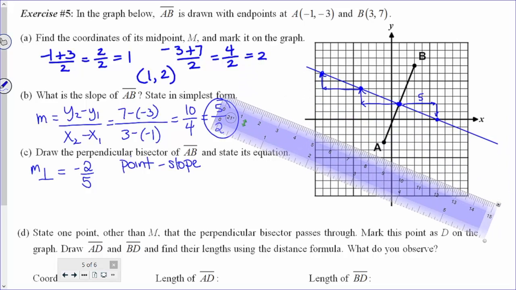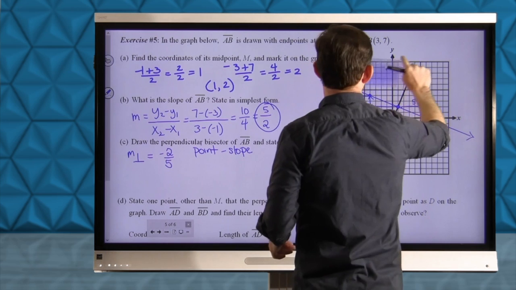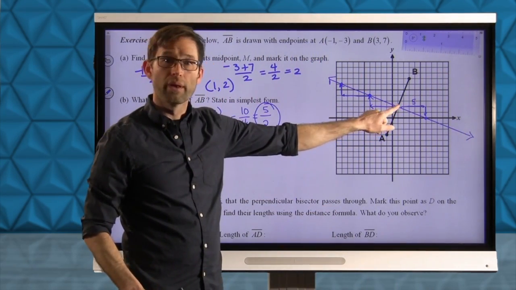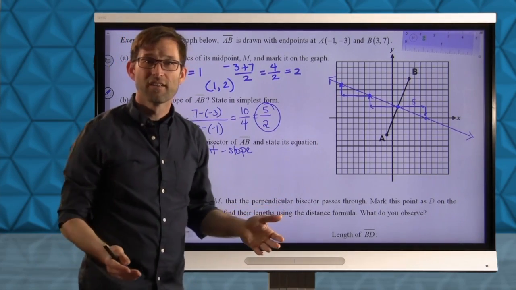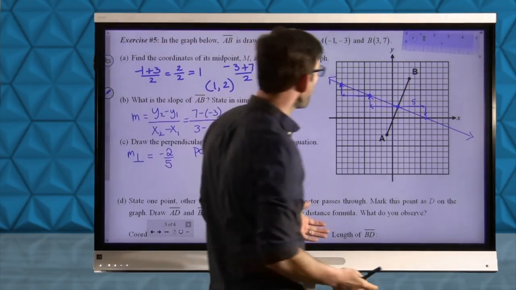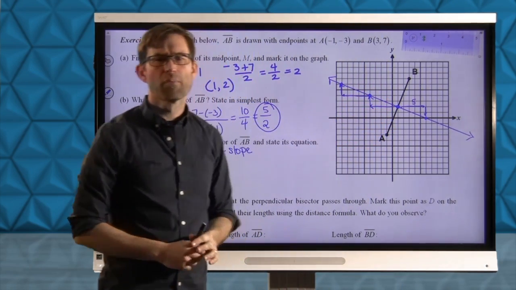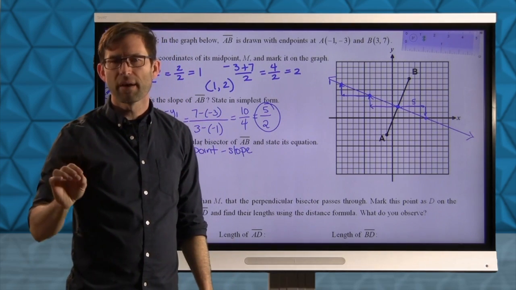Remember, one thing that is true is that the perpendicular bisector must go through the midpoint. It must. Now, let's write its equation, okay? Does it have a nice y-intercept? It doesn't particularly, right? The y-intercept of the perpendicular bisector isn't particularly nice, so using y equals mx plus b is not a great choice.